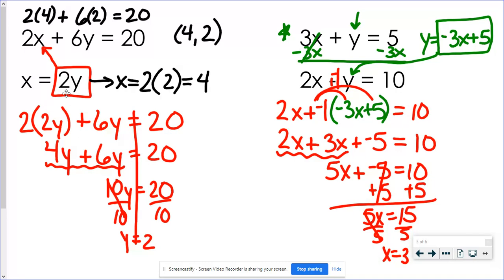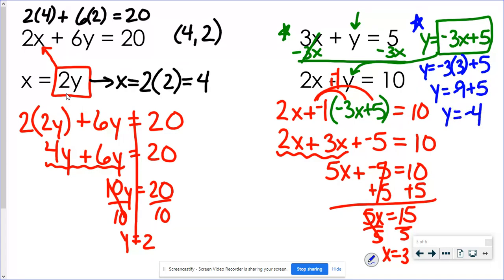Now that I know the x, that's great, but I still have to finish. I have to find the y, right? Don't just stop when you get one of the variables. So if I go back to this equation right here, where the y is by itself, remember I'm looking for the y, so I want to go where it says y equals. I'll have y equals negative 3 times the x was positive 3 plus 5. So it's negative 9 plus 5 is negative 4. When I write my equation, x and then y, my ordered pair is going to be 3, negative 4.